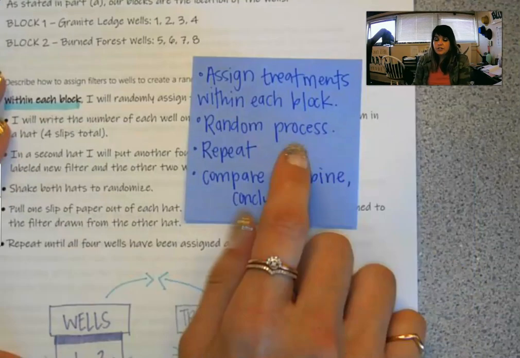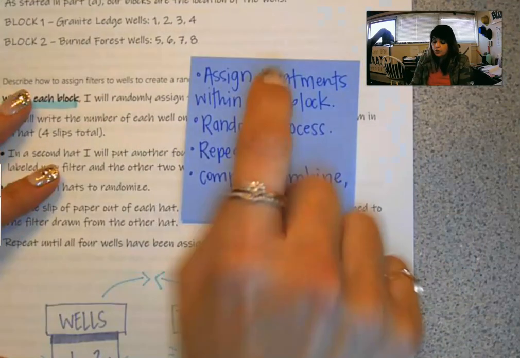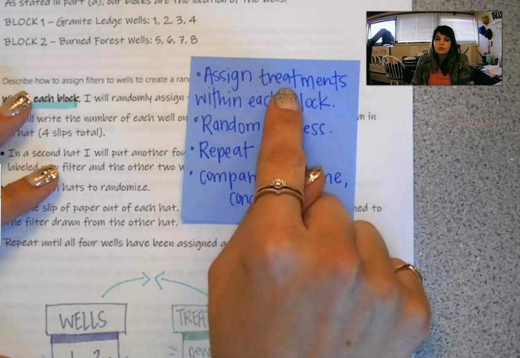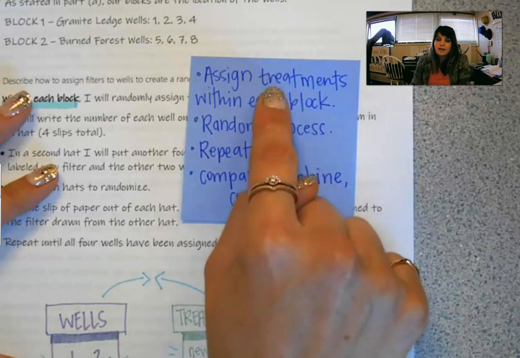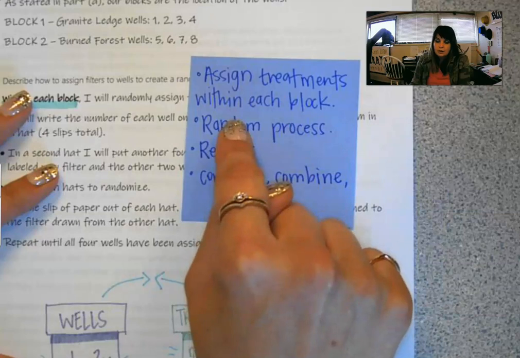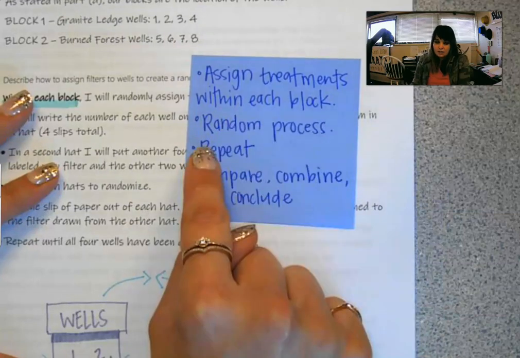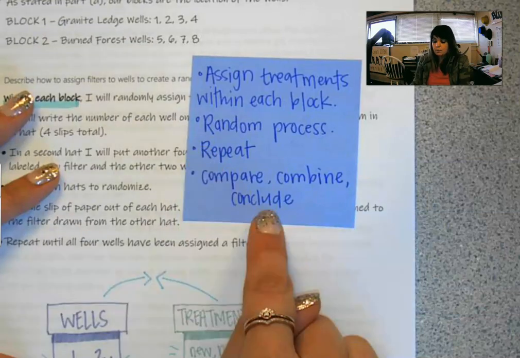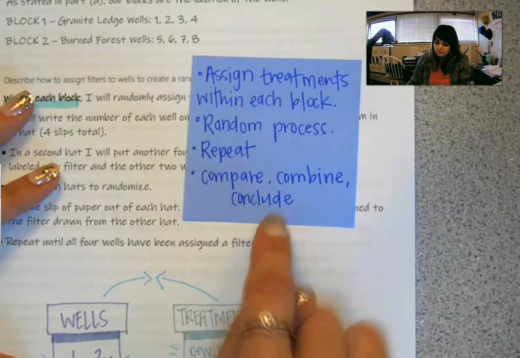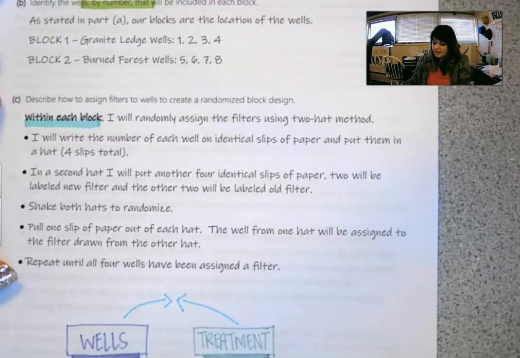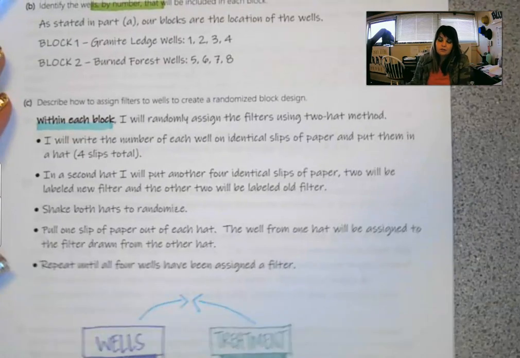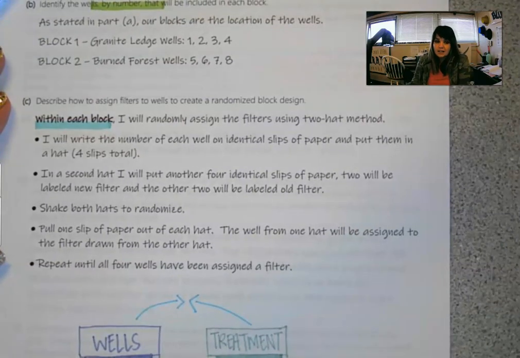C, in order to get an E, you had to have these things. You had to clearly state that you know that you are assigning treatments within each block. You would get a partial credit or an incorrect if you did not make this clear. That has to be there. You have to use a random process. You say repeat for the second block, and then you compare, combine, conclude. So notice here that I start my response with, within each block, I will randomly assign the filters using the 2-hat method, and then I describe it.